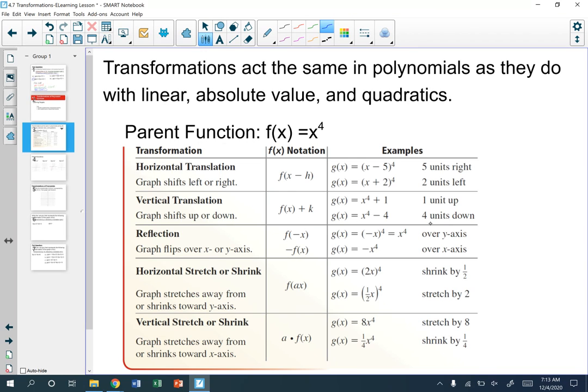Reflections over the y-axis, remember, go on the inside. Over the x-axis goes on the outside. We mostly focus on over the x-axis, but we need to be able to know both. Horizontal stretches or shrinks, remember, they flip. So if I want to shrink by 1/2, I'm inside multiplying by 2. And if I wanted to stretch by 2, I would be multiplying by 1/2, remember, on the inside. Vertical stretches or shrinks stay the same, and those are again on the outside.